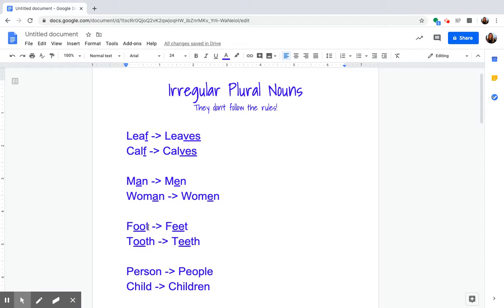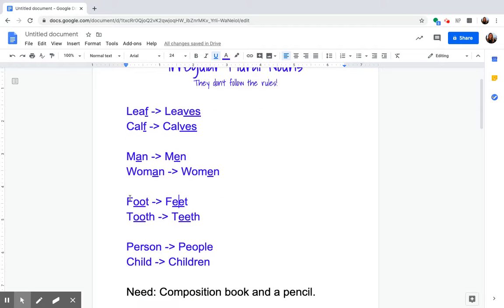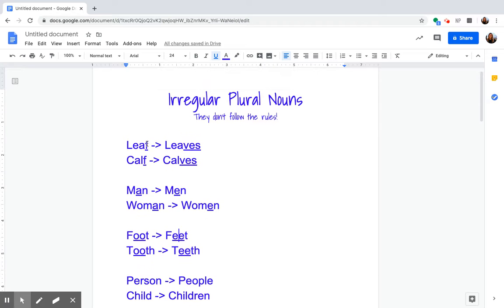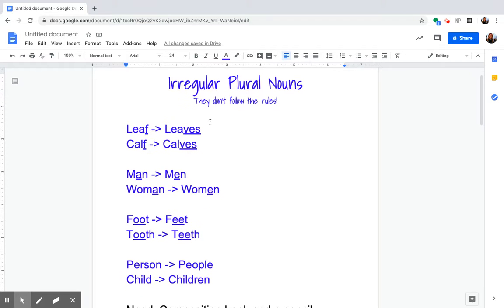Next we have foot. It has two O's in the middle. Nouns that have two O's in the middle turn to having two E's in the middle. Foot to feet, tooth to teeth. Kind of like the F changing to a V, we just have some letter changes here, foot to feet. But unlike those, we don't add any other endings, so we don't say feetsies, we just say feet. No S or ES ending.